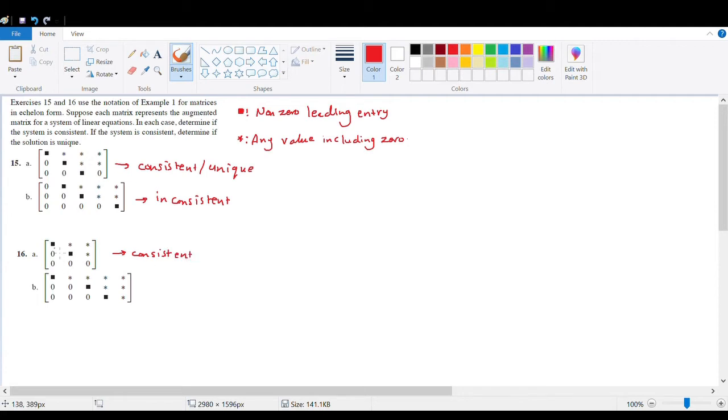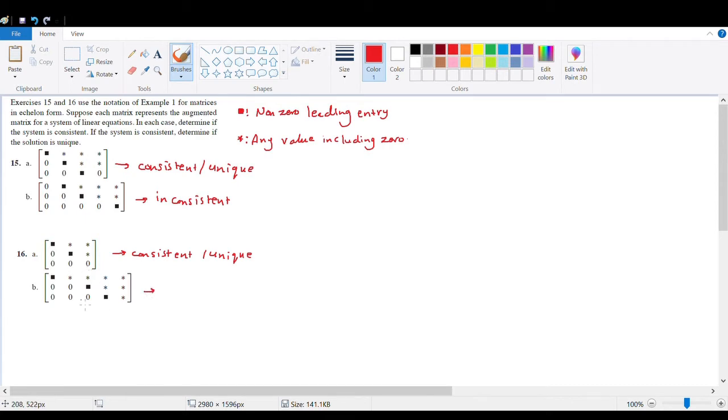It is clear that x1 here is a basic entry, x2 is also a basic entry, so that means it is consistent and we have a unique solution. Although here we have 0, 0, 0, we have only 2 variables because this is an augmented matrix. This represents x1, this represents x2. So there is a value for x1, there is a value for x2, there is no free variable, although we have here 0, 0, 0.